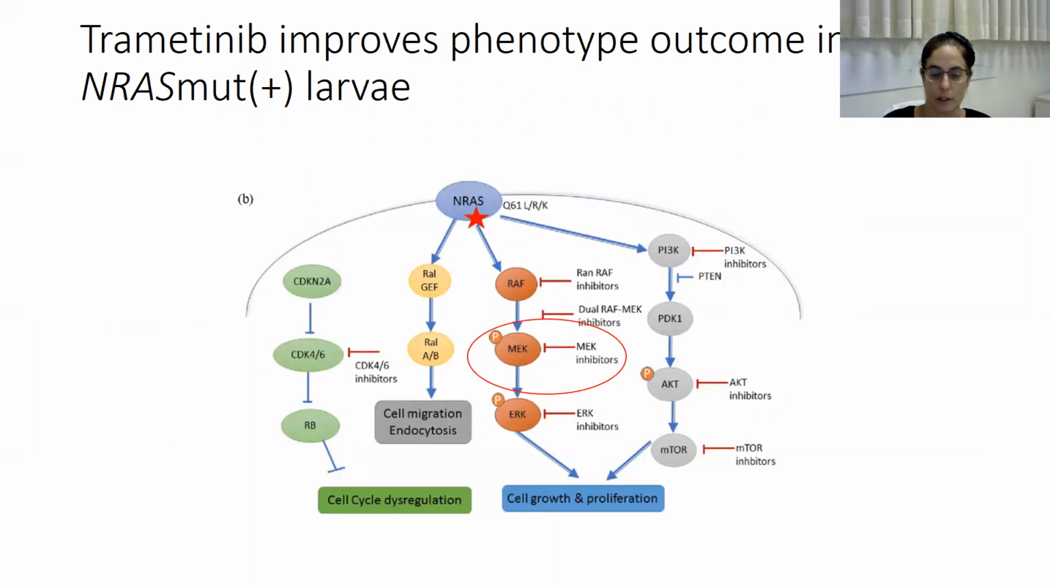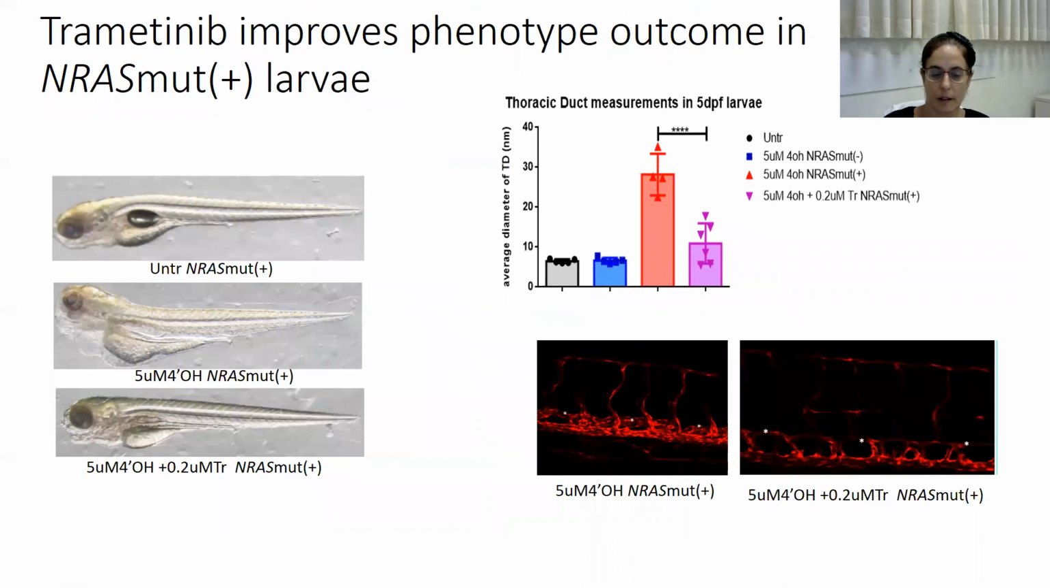Trametinib, a MEK inhibitor, has been reported to improve the symptoms of KLA in patients. Therefore, we studied its effect in our model. Incubation of both zebrafish models with trametinib, starting at 24 hours post-fertilization, decreased the severity of the tail edema and the other lymphatic phenotype in a dose-dependent way. Quantification of thoracic duct thickness showed statistically significant reduction with trametinib treatment.